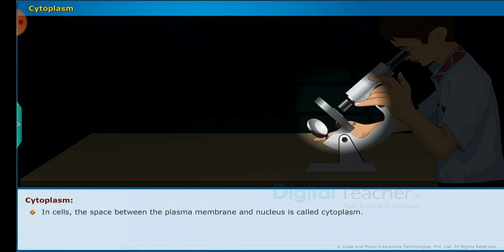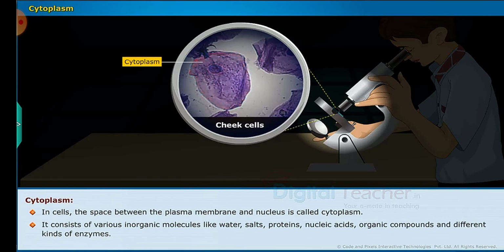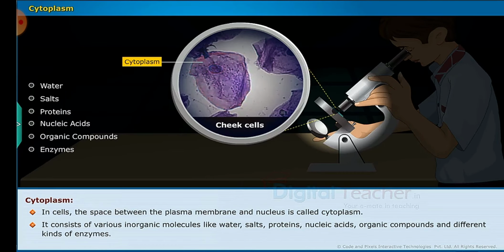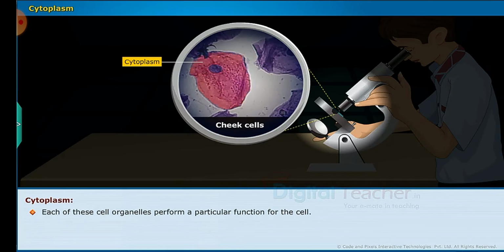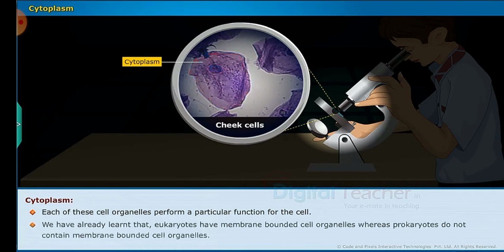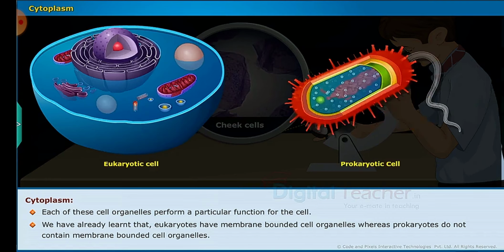Cytoplasm. In cells, the space between the plasma membrane and nucleus is called cytoplasm. It consists of various inorganic molecules like water, salts, proteins, nucleic acids, organic compounds, and different kinds of enzymes. Cytoplasm is made up of various cell organelles. These cell organelles are bounded by a plasma membrane. Each of these cell organelles performs a particular function for the cell. We have already learned that eukaryotes have membrane-bounded cell organelles, whereas prokaryotes do not.